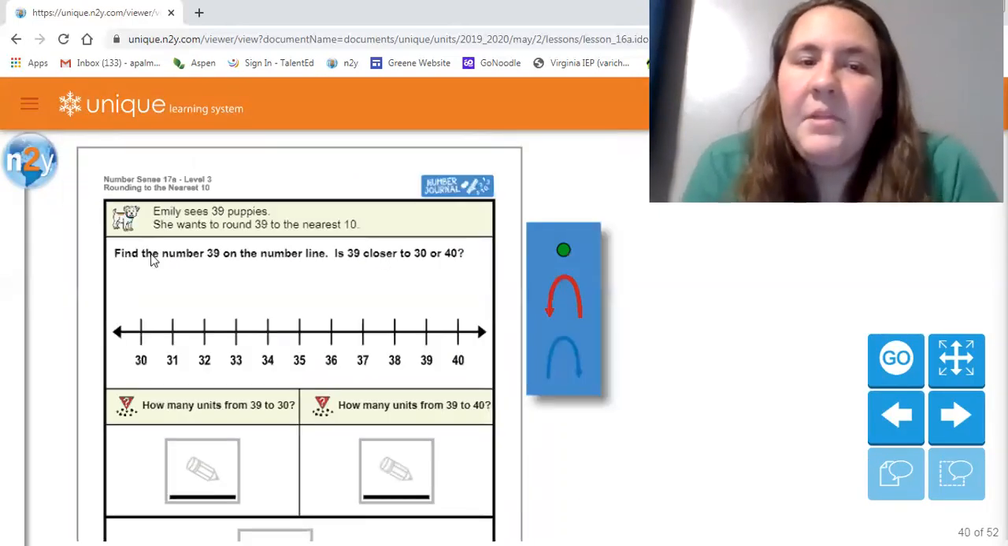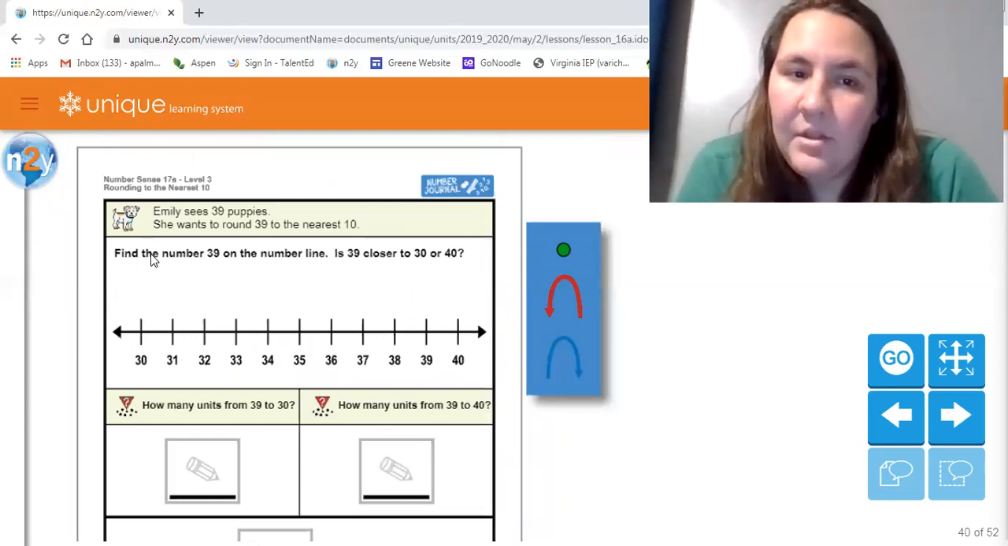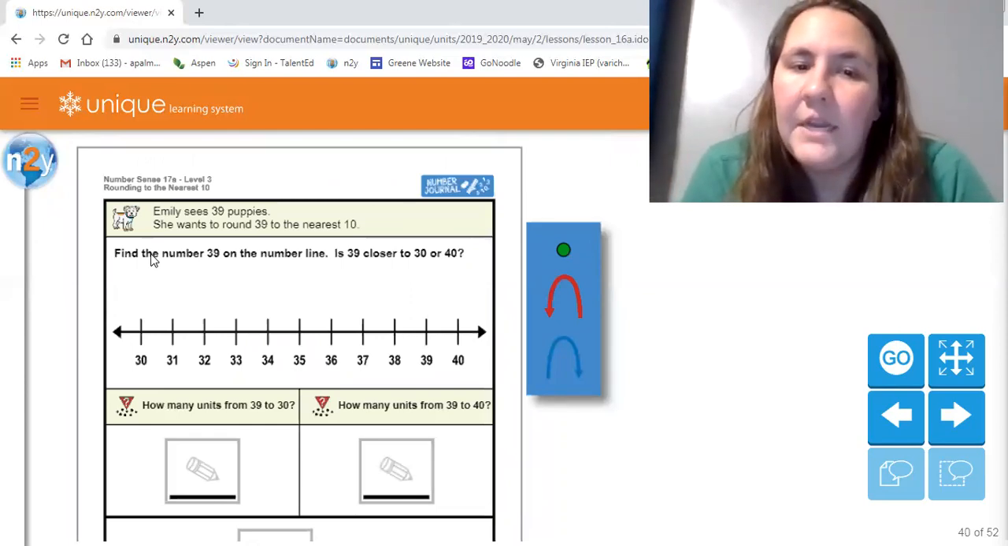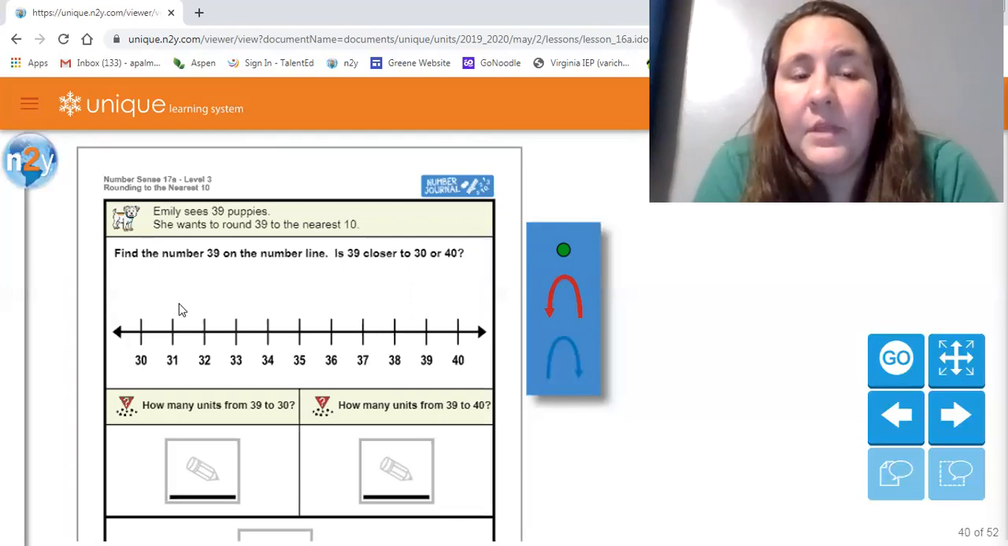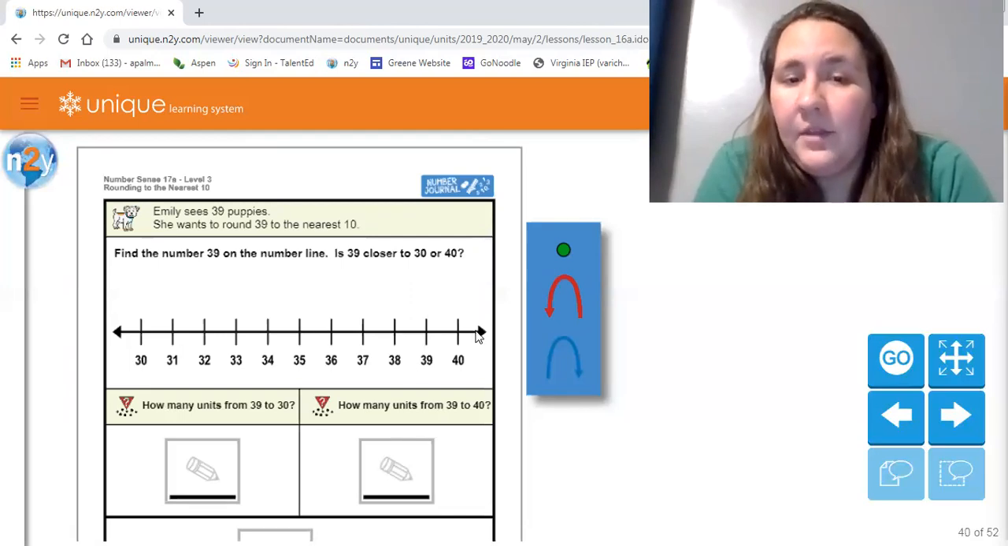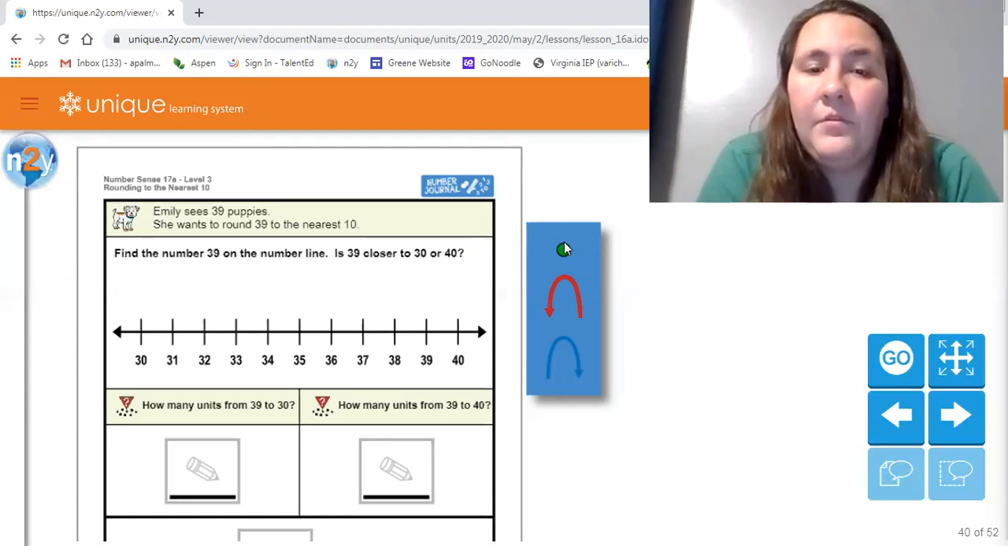All right. Emily sees 39 puppies. She wants to round 39 to the nearest 10. So first job is to put our green dot on the number line. So with your finger, please find the number 39 and touch it. Beautiful job, guys.